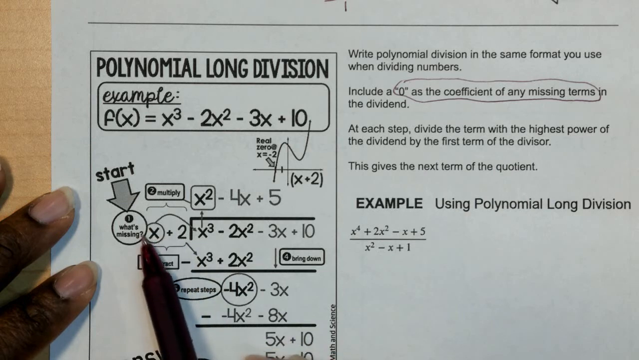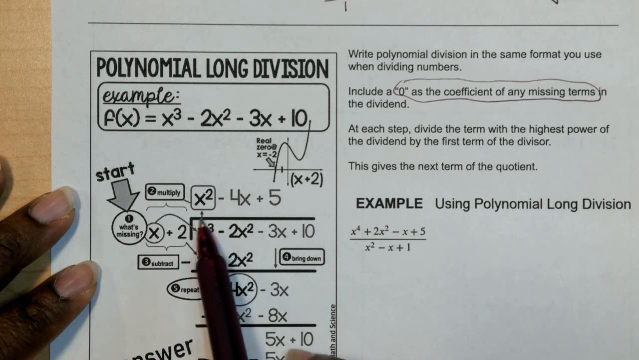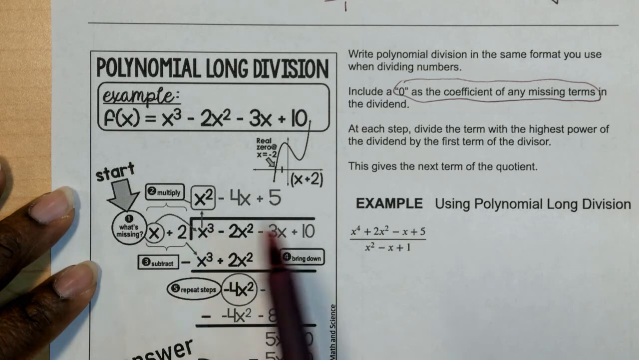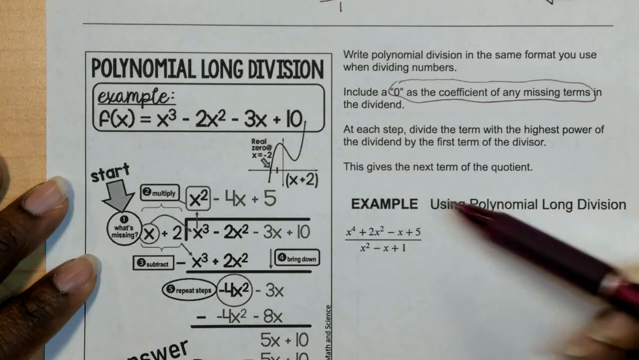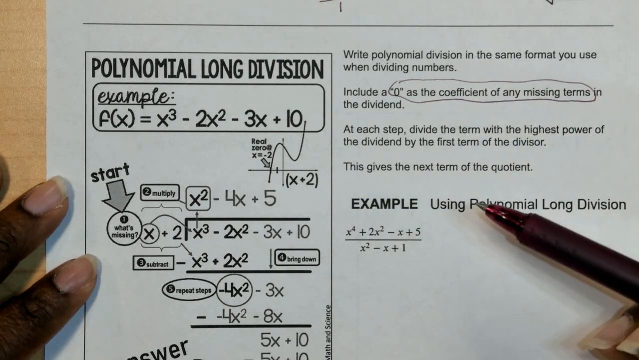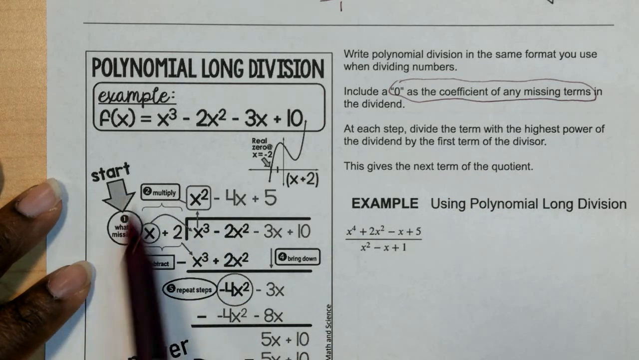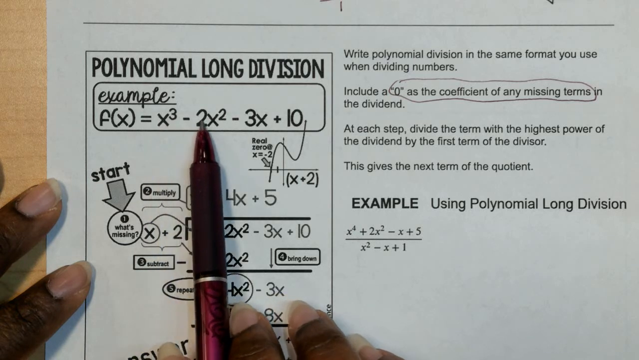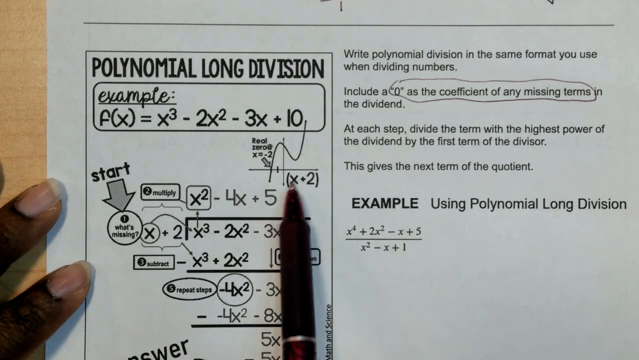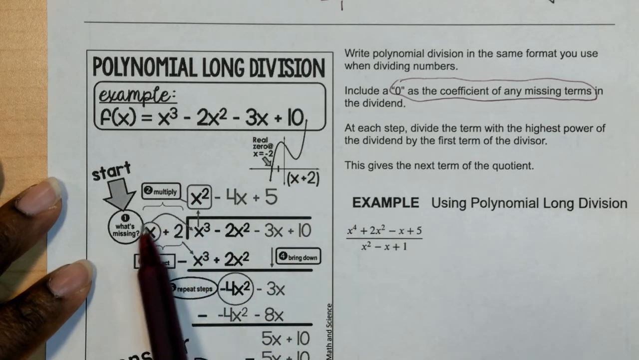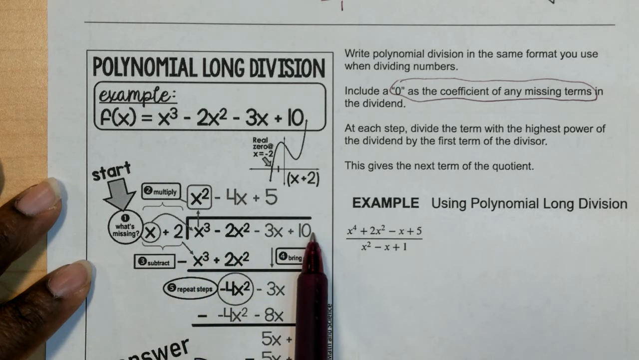Like here is the x, this is a binomial, but we're only going to deal with the x, and then we'll only deal with this first term. So that's how you do your polynomial division. It says this gives the next term of the quotient. This will make a lot more sense in practice. But here is an example. It says divide x to the third minus 2x squared minus 3x plus 10 by x plus 2. So x plus 2 is our divisor, and the long polynomial here is our dividend.